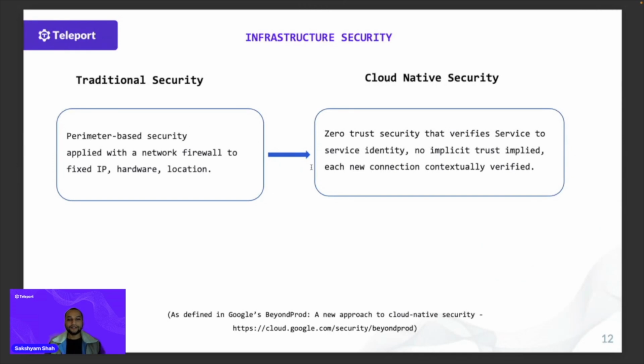When you think about cloud native security, there are fundamental differences between how you think about traditional security and cloud native security. Starting from infrastructure security, in traditional security, you have perimeter-based security that is applied using network firewalls and controls over the location of source and destination of users and systems or applications they are accessing. They are usually based on fixed IP addresses or defined to specific hardware devices. But when you think about cloud native security, you have to think in a zero trust security paradigm that verifies service to service identity and user to service identity. You shouldn't have any implicit trust implied, and each new connection and data transport must be contextually verified. So that's the core differentiator in how you think about cloud native security in terms of infrastructure security.